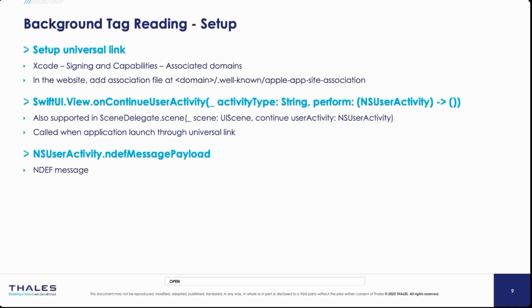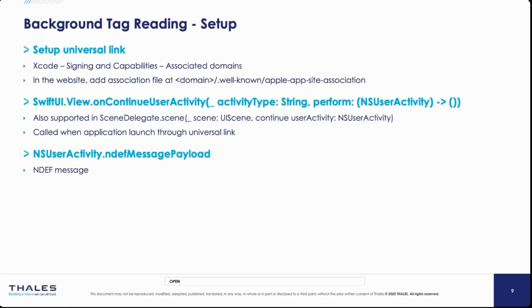And when it launches the application, you can use this method here, continue user activity, to get the NDEF payload. This one, I show the SwiftUI, but as you know, this is iOS 12. Of course, you have the API for scene delegate, app delegate. You have that. So use whichever your application is using. And then from the user activity, you have the NDEF message payload, which is again the NDEF message.